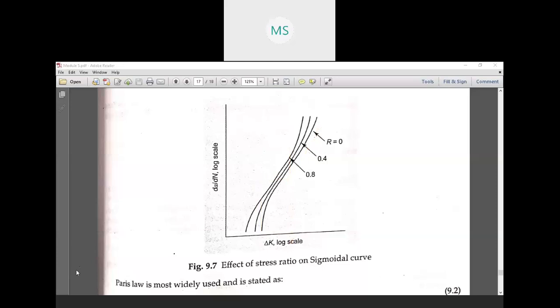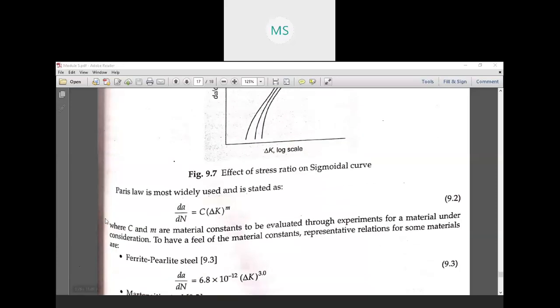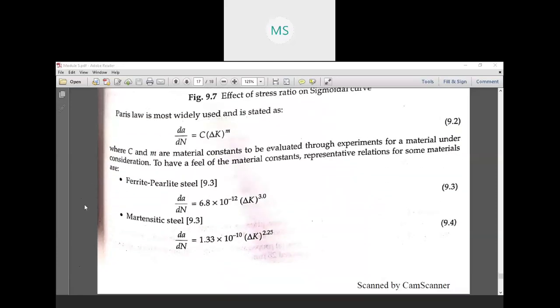We'll go down and check the equation that is already here. So when we talk about the Paris law, this is all I want to tell you. Yeah, this is the Paris law: dA by dN is equal to C into del K to the power M.